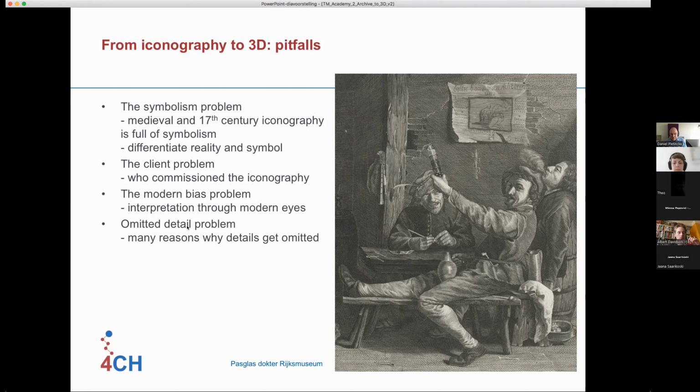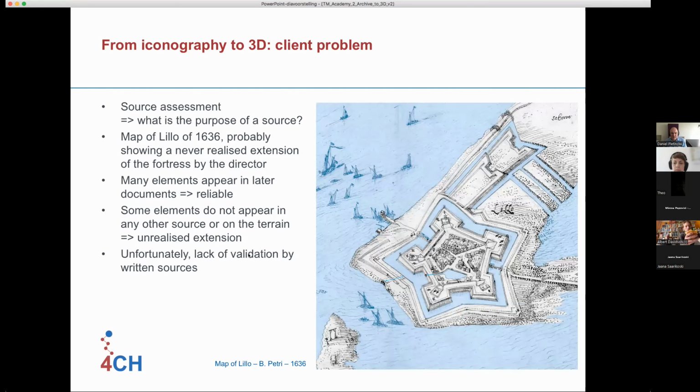And then also what we call the omitted detail problem is that these things are not photographs, these things are made, and sometimes details get omitted for one reason or another, and it's not because they're not shown that the details were not present. So I'll give another example of that.